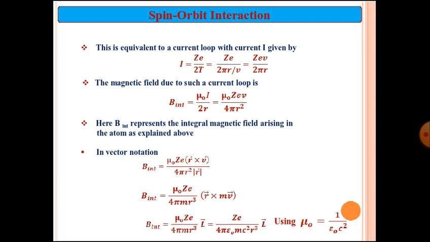In vector notation, B_int = μ0 Ze (r vector × v vector)/4πr² |r vector|. B_int = μ0 Ze/4πmr³ (r vector × mv vector). B_int = μ0 Ze/4πmr³ L, because L = r × mv, equal to Ze/4πε0 mc²r³ L. It is used that μ0 = 1/ε0c².